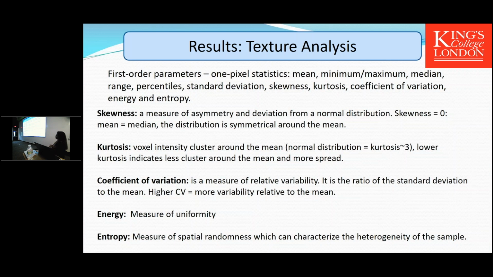Energy is a measure of uniformity in your population in terms of your voxel intensity. The way I would imagine this is if your normal distribution was a straight line, so everything was the same, you would have the highest energy. But conversely, you would have a low entropy because everything is the same. Entropy describes the spatial randomness within your population, so it's actually characterizing the heterogeneity of the sample.